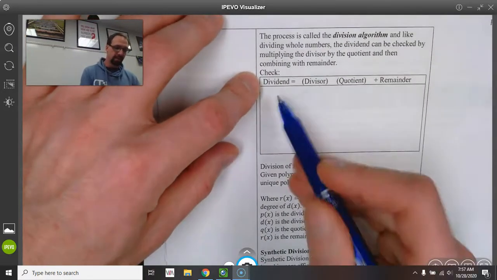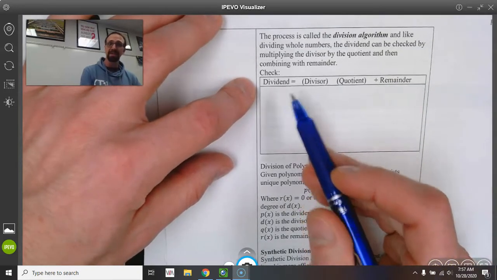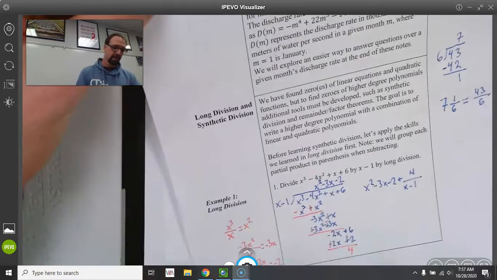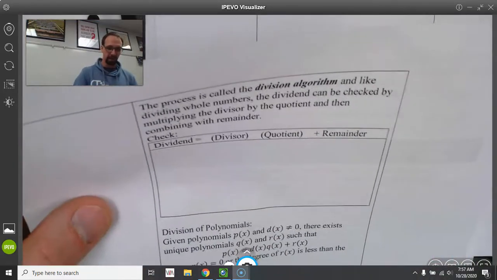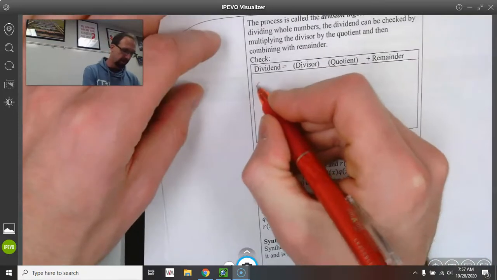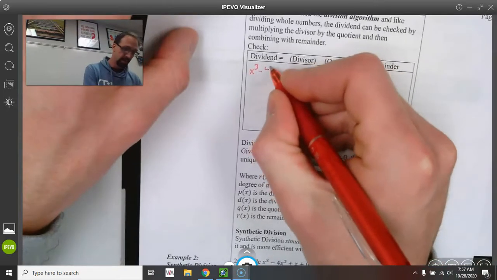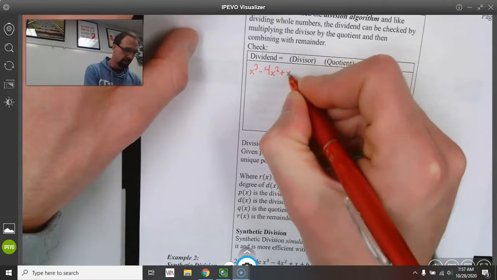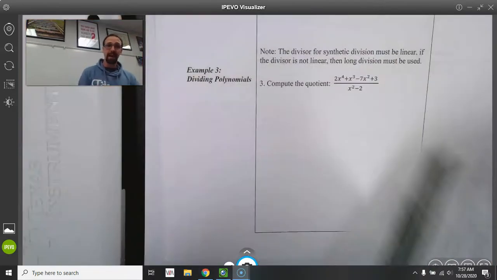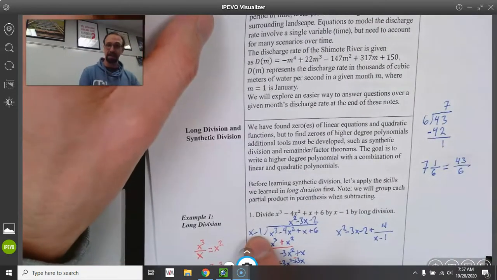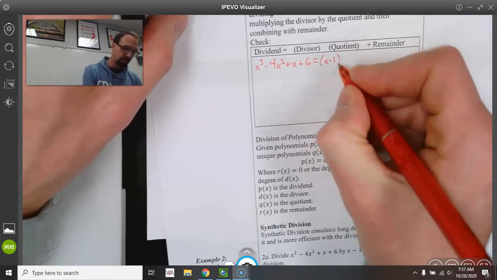So the dividend is equal to the divisor times the quotient plus the remainder. Let's talk about what that means. The dividend is the part that we're dividing. So this is the dividend: x cubed minus 4x squared plus x plus 6. That is equal to the divisor, which is what we divided by. The divisor in this case was the x minus 1. So that's equal to x minus 1 times what our quotient was.